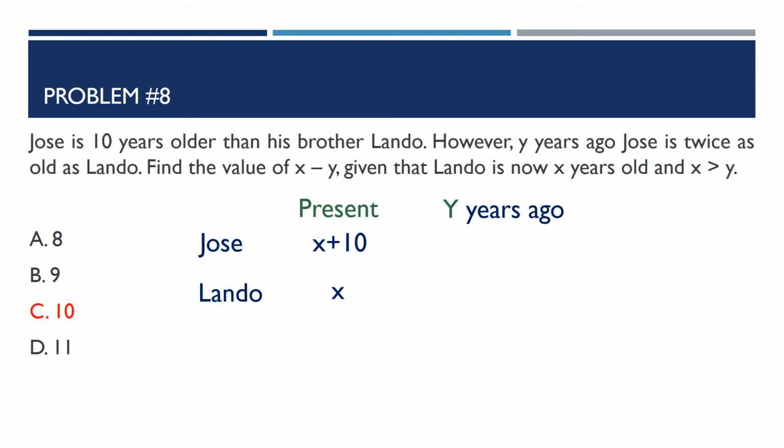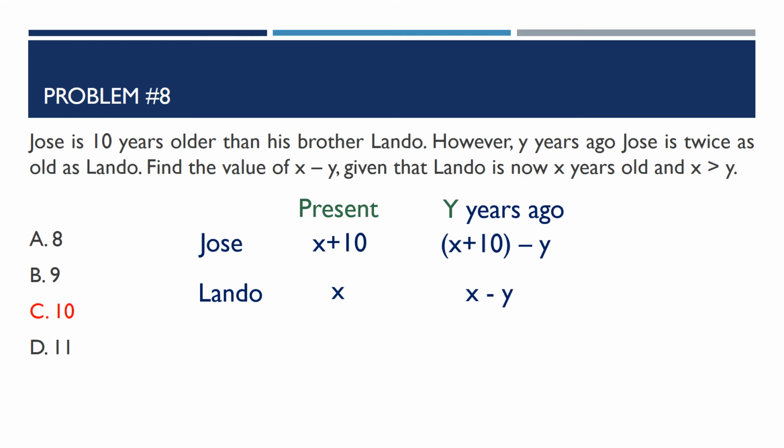We don't know how much this y is. It may be 10 years ago or 5 years ago, but if you say years ago, it means we subtract the present age by how many years. So it's given as y years. So y years ago, Jose is x plus 10, the present age, minus y. Also, for Lando, it's x, the present age, minus y. So those are the ages of Jose and Lando y years ago.